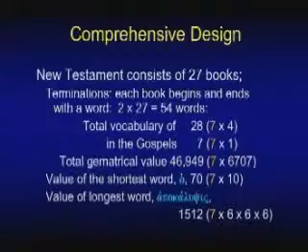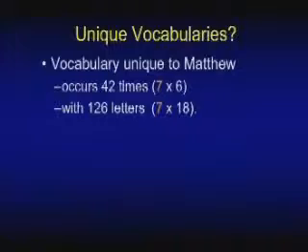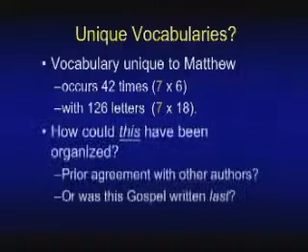Comprehensive design. The New Testament consists of 27 books. And you go through the vocabularies, the geometrical value, the value of the longest, the shortest words. It's all multiples of 7 exactly. Astonishing. Here's a fascinating one. There's a vocabulary that's absolutely unique to the Gospel of Matthew. The words that only Matthew uses. There are 42 of these. That's a multiple of 7. They have 126 letters. It's a multiple of 7.